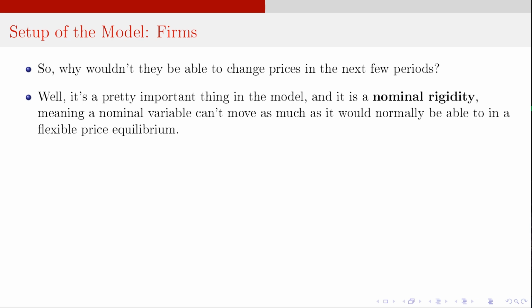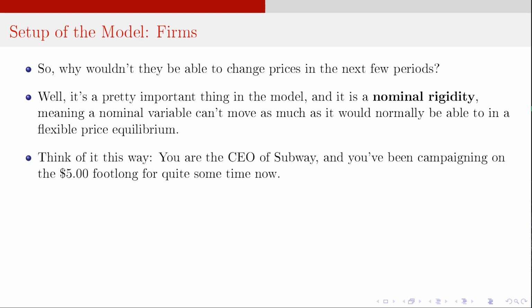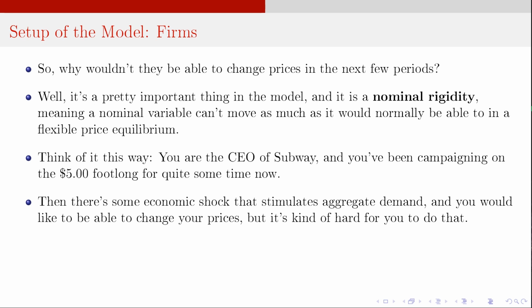it would normally be able to in a flexible price equilibrium, like where we had the real business cycle model. The real business cycle model had 0 nominal rigidities, but there's a lot of nominal rigidities in this particular model. So here's a good way to think about this, right? Let's say you're the CEO of Subway, and you've been campaigning on this $5 footlong sub for a little while now. And it's been so heavily used that it pretty much sticks in everybody's head. They go to Subway, they expect to get a $5 footlong.